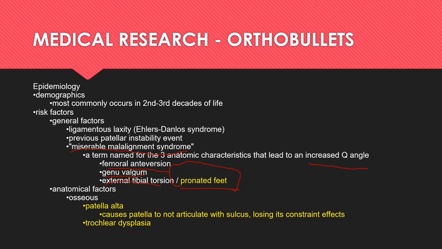Some anatomic factors that place the examinee at risk for patellar instability include some osseous malalignment findings, such as trochlear dysplasia and such as patella alta. So this is where the medical research guides our evaluation of this examinee. We're now going to take these findings from the medical research and we're going to assess the x-rays for the presence of patella alta, and we're going to assess for the presence of trochlear dysplasia.